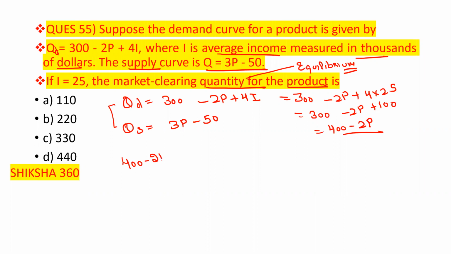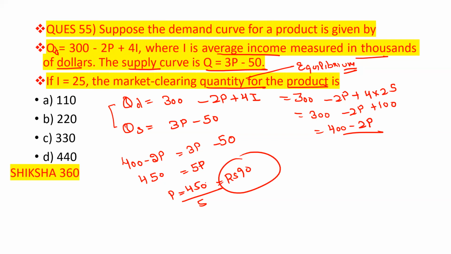400 minus 2p is equal to 3p minus 50. We have to find here the equilibrium price. 450 is equal to 5p. So p here is equal to 450 upon 5, that is 90 rupees. So 90 rupees is the equilibrium price. They are asking market clearing quantity, that is the equilibrium quantity. So we have to substitute it in any of the equations and we are able to get the answer.